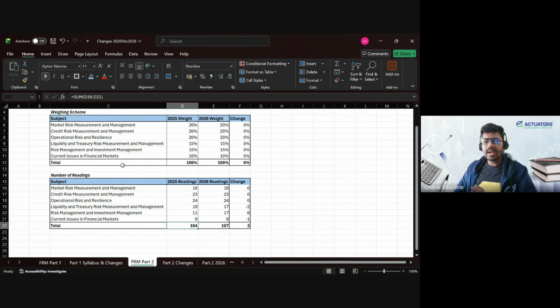So in total, we had 104 readings in 2025. Now we have 107 readings in 2026, which means we need to study more.